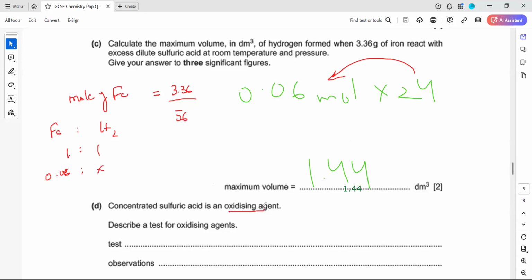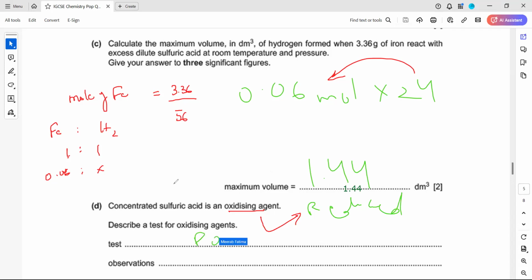Concentrated sulfuric acid is an oxidizing agent. Oxidizing agent means itself it is reduced. So the substance which is an oxidizing agent, itself it is reduced. So what can we use here to test the oxidizing agent? The oxidizing agent helps in oxidation, itself it is reduced.